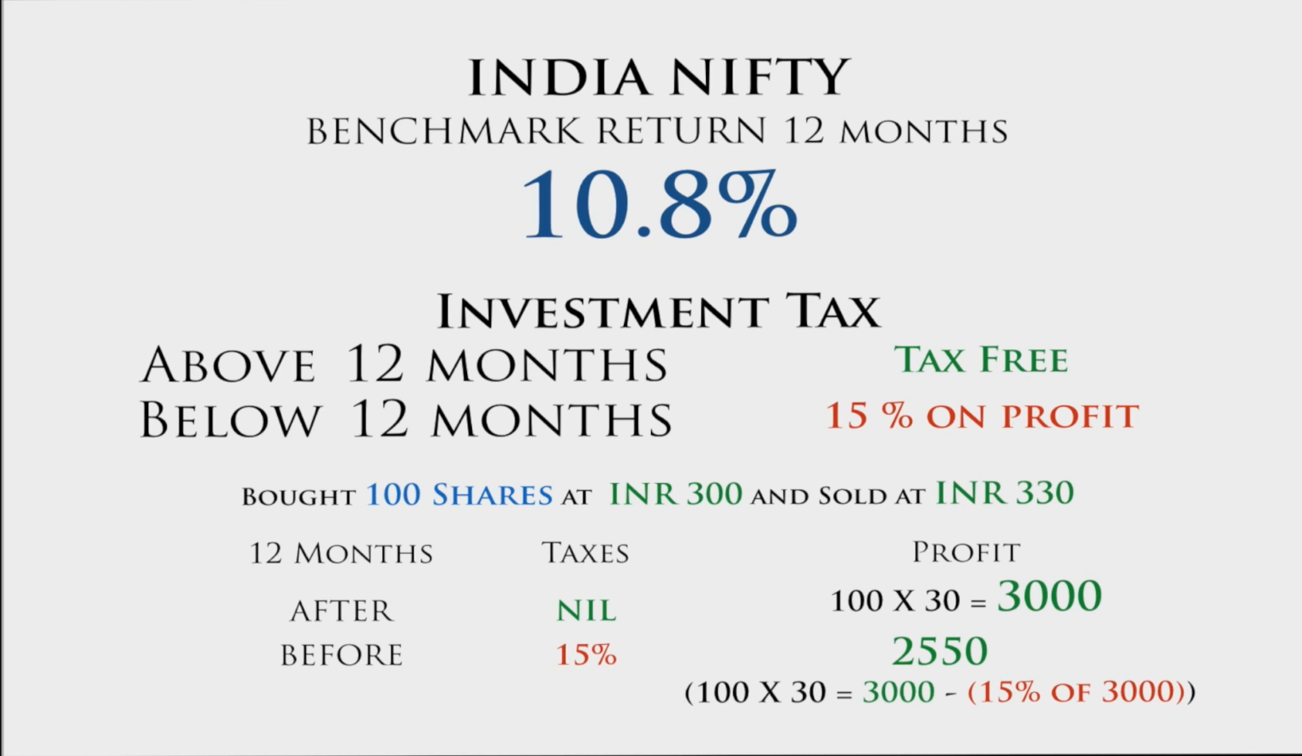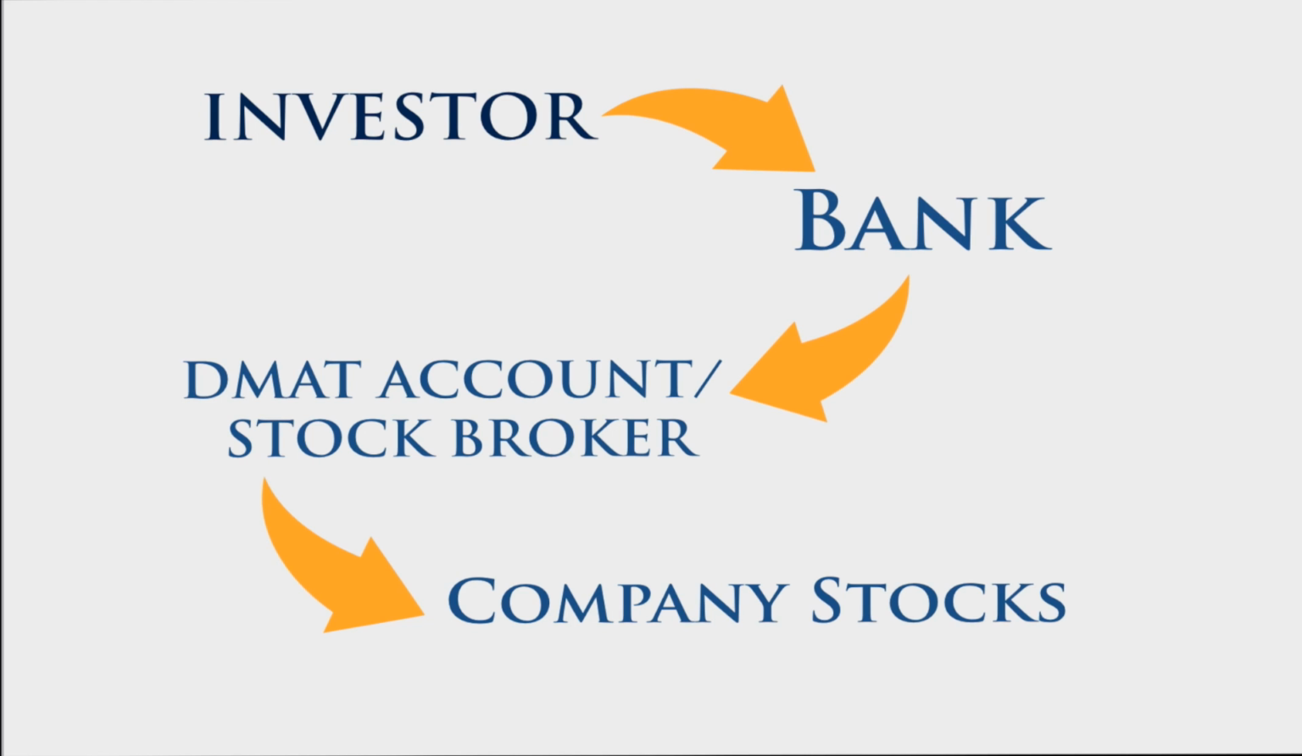Now let me talk to you about how the structure of the investment cycle works. The first one is an investor, which basically means me and you. We need to deposit our funds in the bank. Now from the bank, we need to transfer our funds to the DMAT account or the stockbroker. I would suggest you have a talk with your bank, because they usually have a DMAT account present with their banking system. So you can open a DMAT account with them. Just call them up. They will tell you how to open the DMAT account.